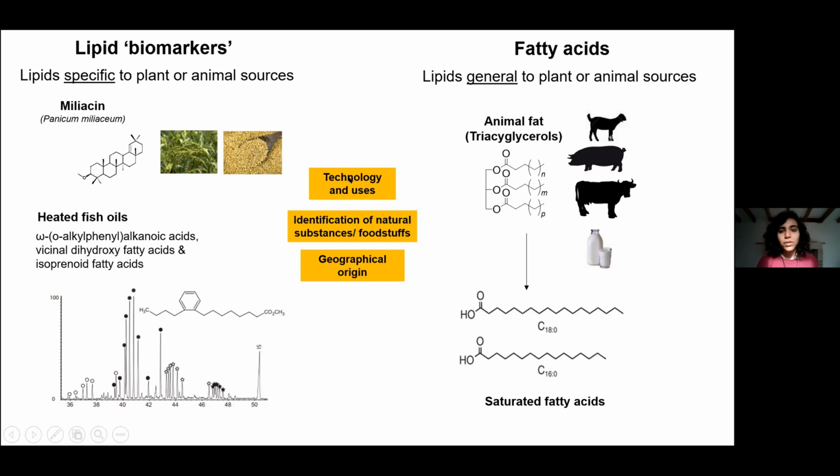Depending on your questions, you can access a variety of different questions in archaeology. You could talk about the technology and uses of vessels. You, of course, identify natural substances or foodstuffs, and you could even talk about the geographical origin of some of these products.